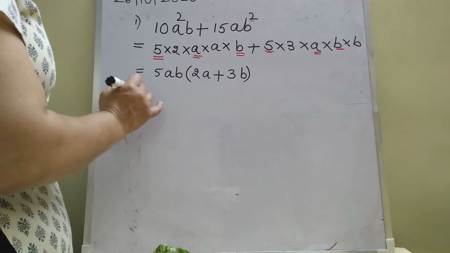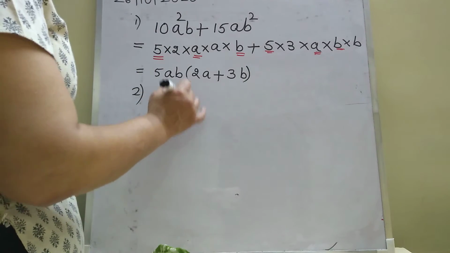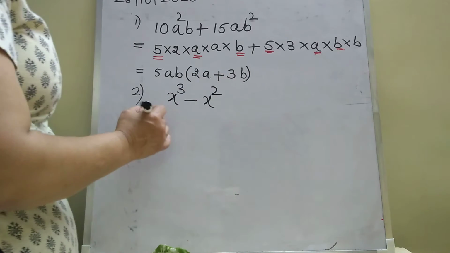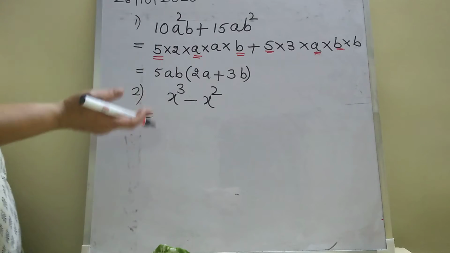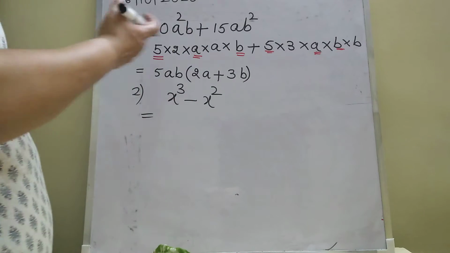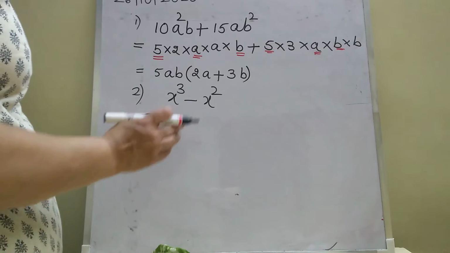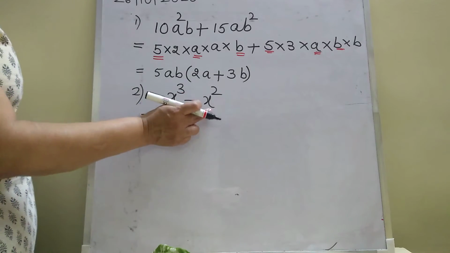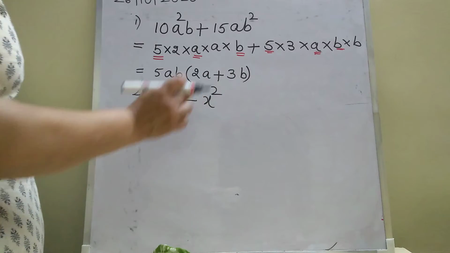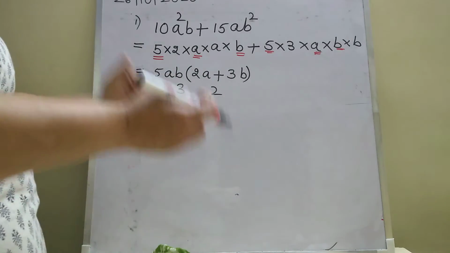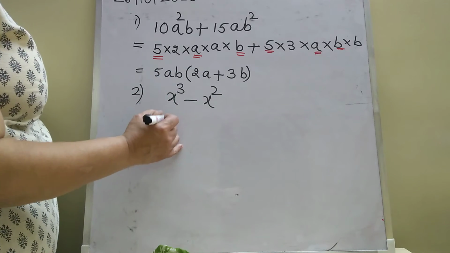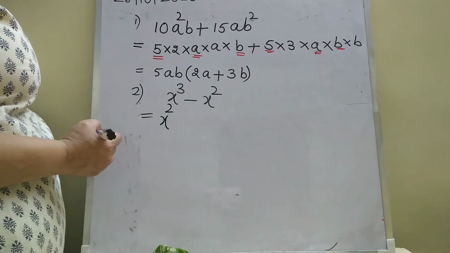Let us see one more example. It is x cube minus x square. In this case again you can write x into x into x, but every time it is not possible to write all the terms. So what is the other option? We will take the lowest index common. What is meant by lowest index? Among 3 and 2, whichever index is less will come outside the bracket. So 3 and 2, what is less? 2 is less. So x square will come outside the bracket.